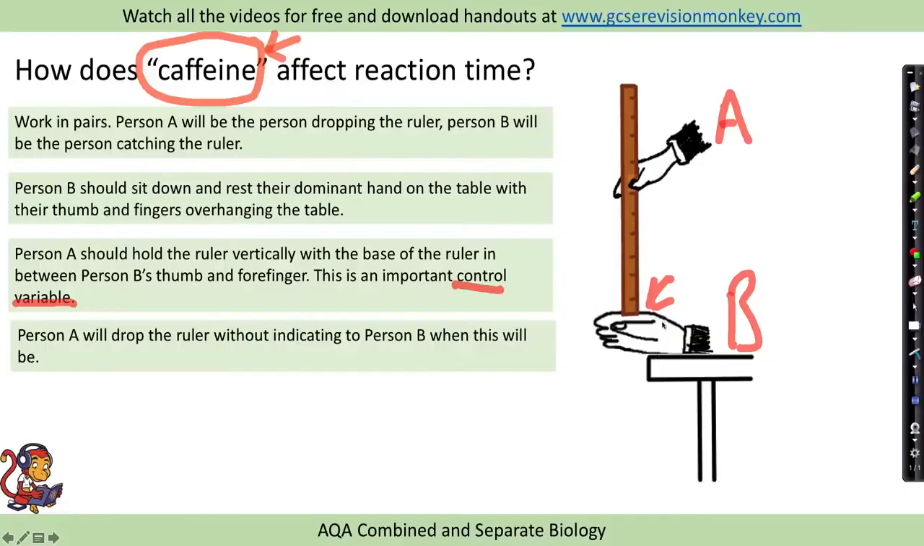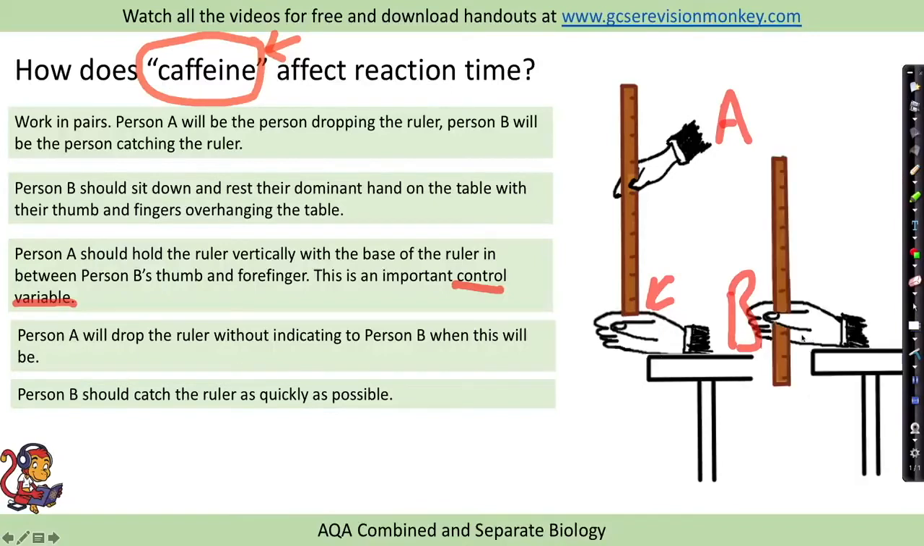Person A will drop the ruler without indicating to person B when this will be, and person B should catch the ruler as quickly as possible. If the ruler falls through just a short distance, this would indicate a fast reaction time, and if the ruler fell through a longer distance, that would indicate a slow reaction time.